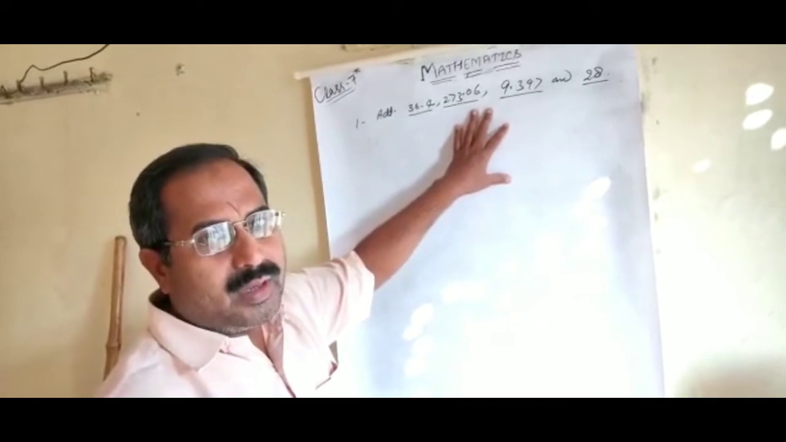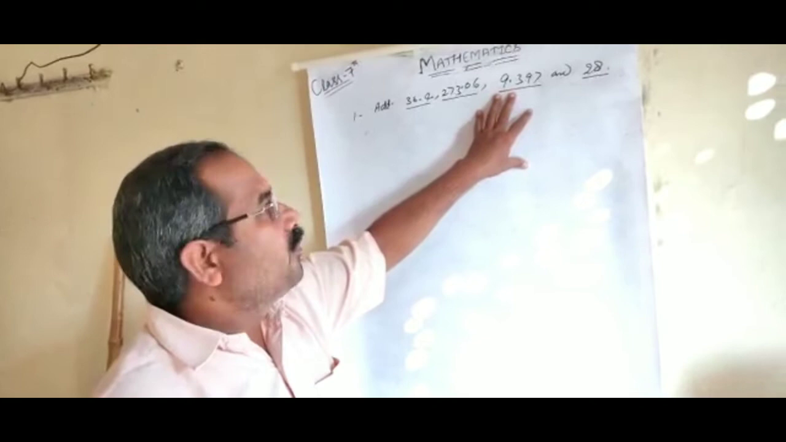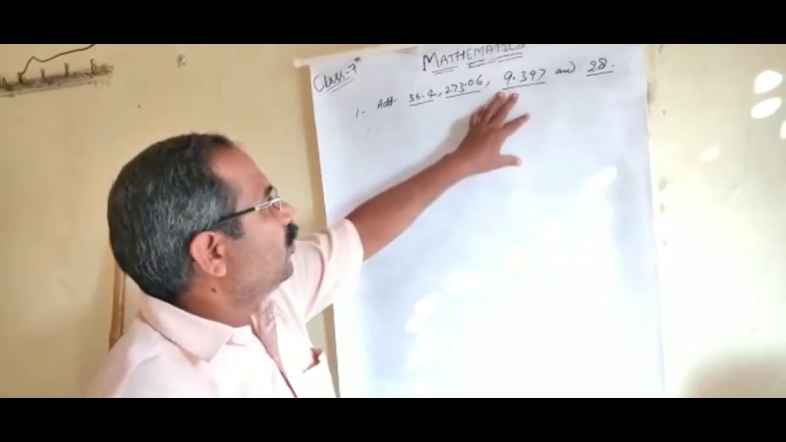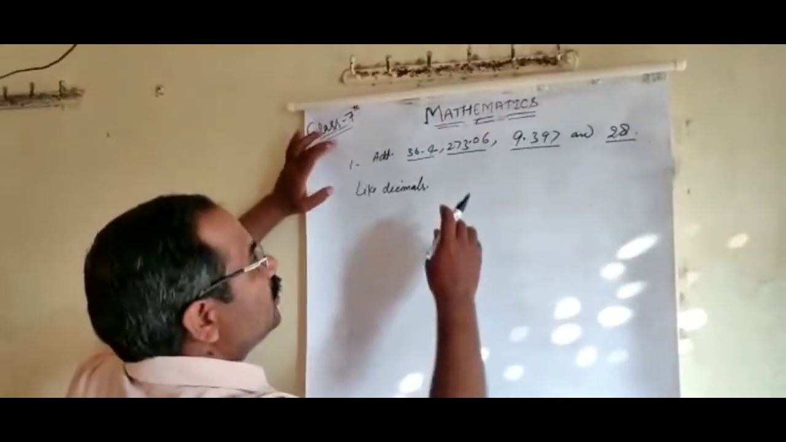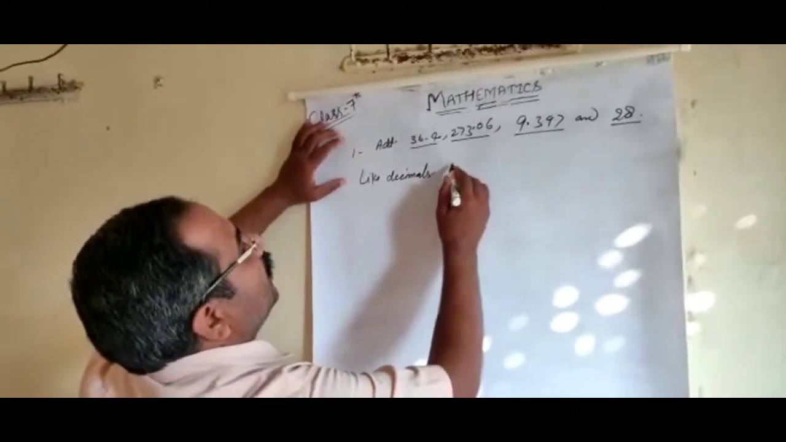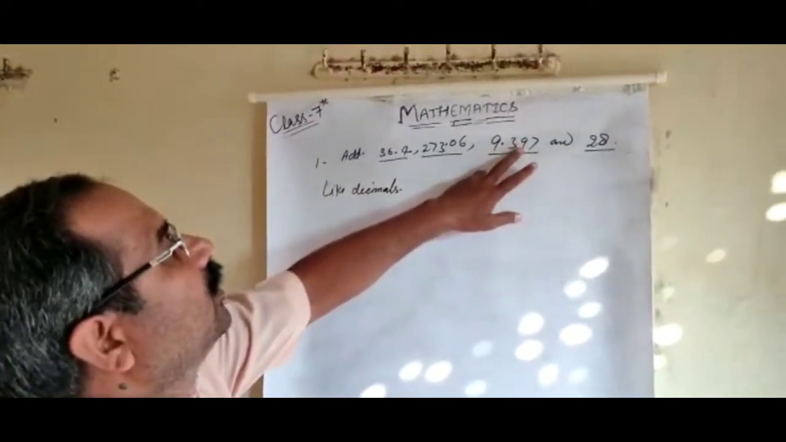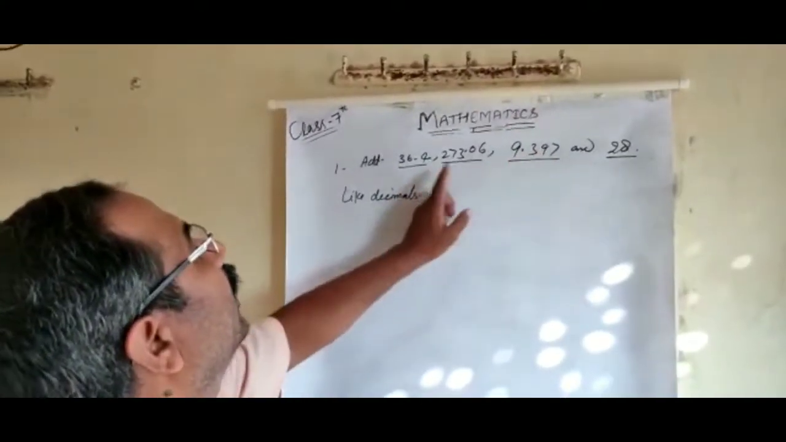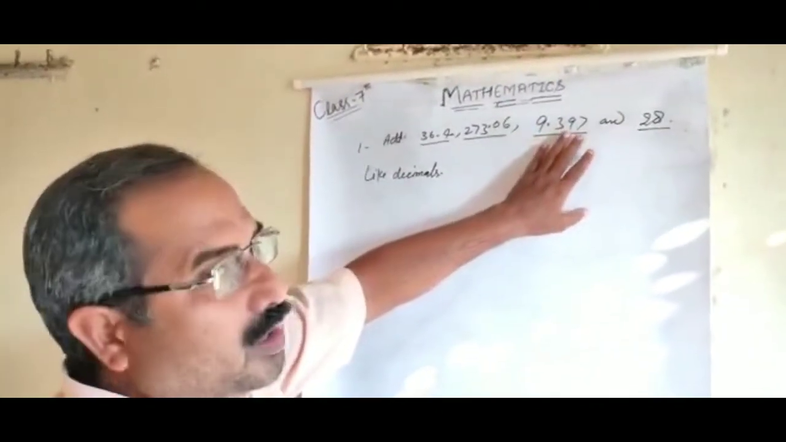I have already told you how you will change unlike decimals into like decimals. So once again I want to change all these numbers into like decimals. Here you can see the largest decimal part after the point is 3 digits. So in every number you have to make the decimal part equal.